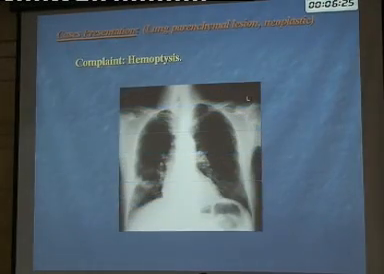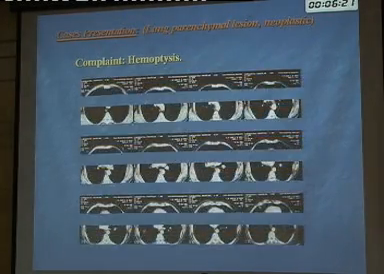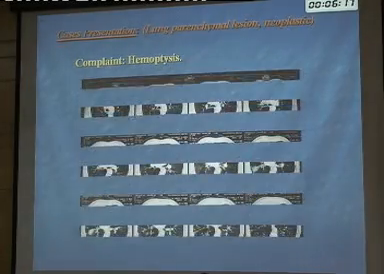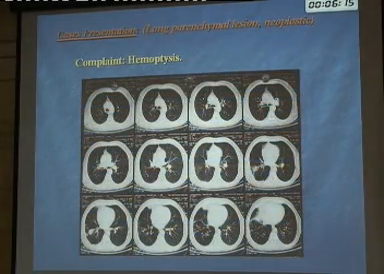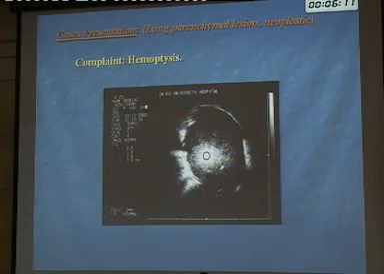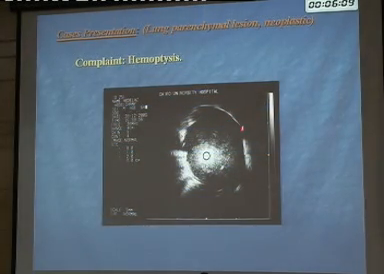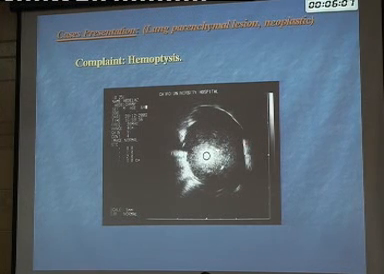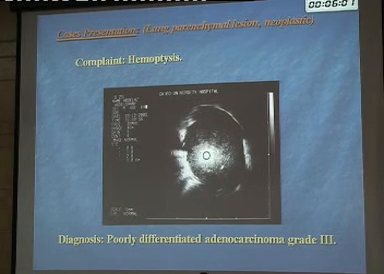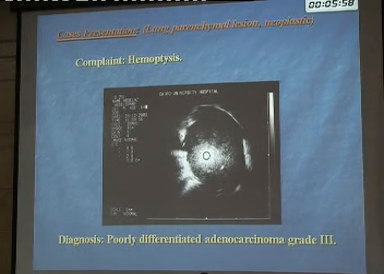This case presented with hemoptysis, and there is a lesion present in the right lower lung zone. CT revealed the lesion with pleural reaction. This is the pulmonary window. The lesion is present in the anterior segment of the right lower lobe. EBUS revealed the lesion with a hyperechogenic margin and absence of patent blood vessels and air bronchogram. And EBUS-guided transbronchial lung biopsy revealed poorly differentiated adenocarcinoma grade 3.